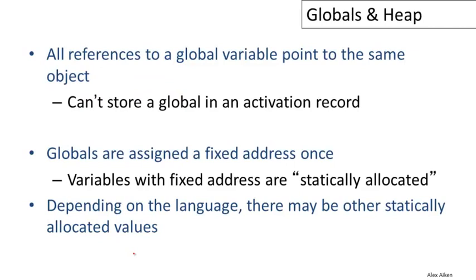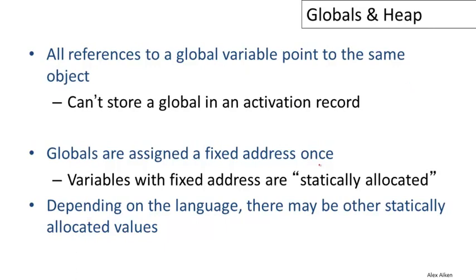Let's start by talking about global variables. The basic property of a global variable is that all the references point to the same object. That's what it means to be global. And for this reason, we can't store a global variable in an activation record, because the activation record is deallocated when the activation completes, and that would deallocate our global variable.